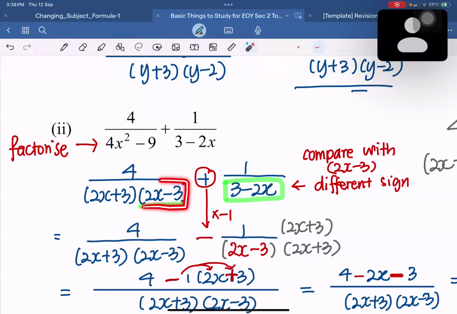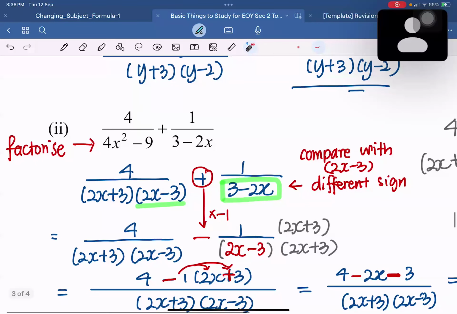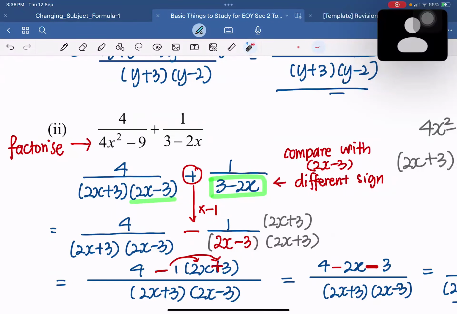This is 2x minus 3. This is 3 minus 2x. They are a little bit the same but different. This is positive 2x, but here negative 2x. Remember just now when I did grouping, we change sign. Correct. We multiply by a -1 to change the sign. So now the -2x changes sign to become positive 2x. The 3, originally positive, multiplied by -1 becomes -3.